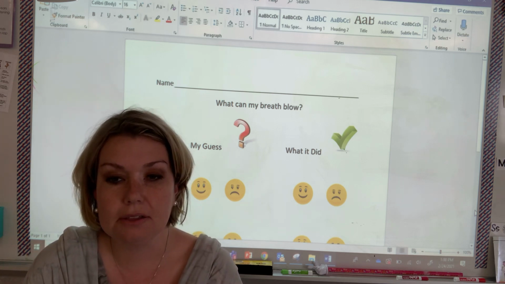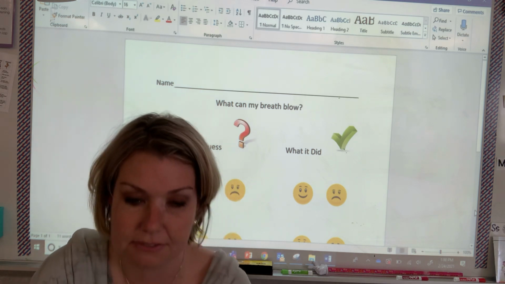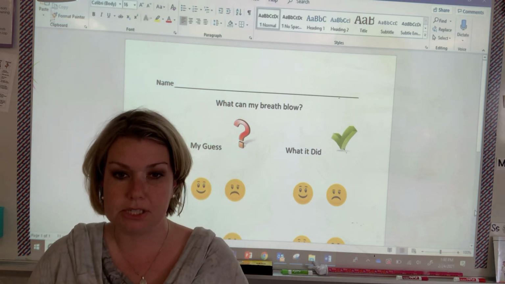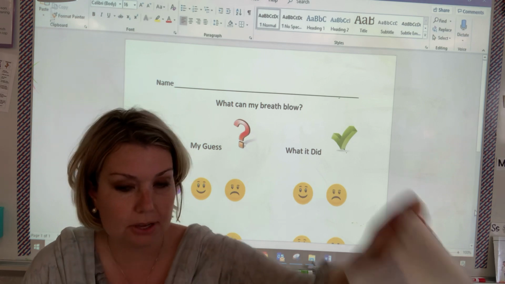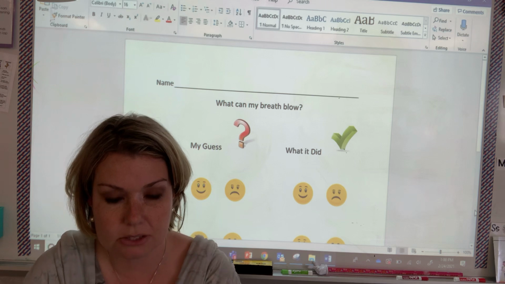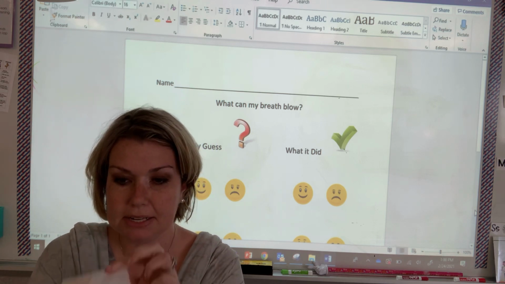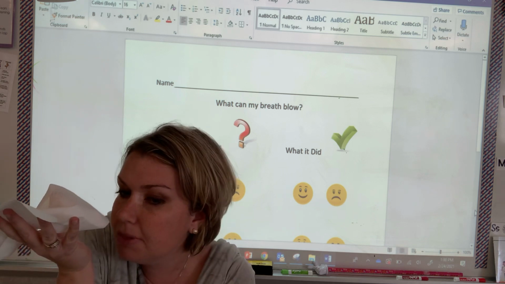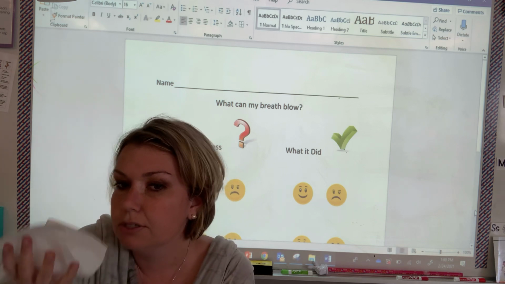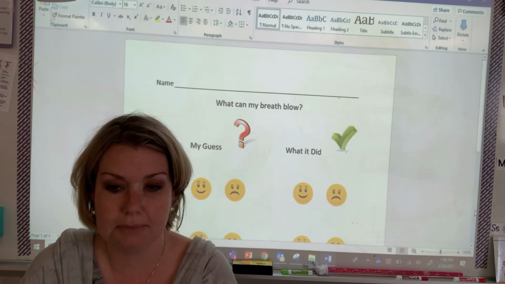Now, we're all in the safety of our home and our family, so this is a safe activity for us to do because we're not spreading germs. But put your tissue in front of you on the table and make sure you don't have any other objects around it. Try to bend down low so that you're on the same level as your tissue and blow it. Raise your hand and tell me what happened.